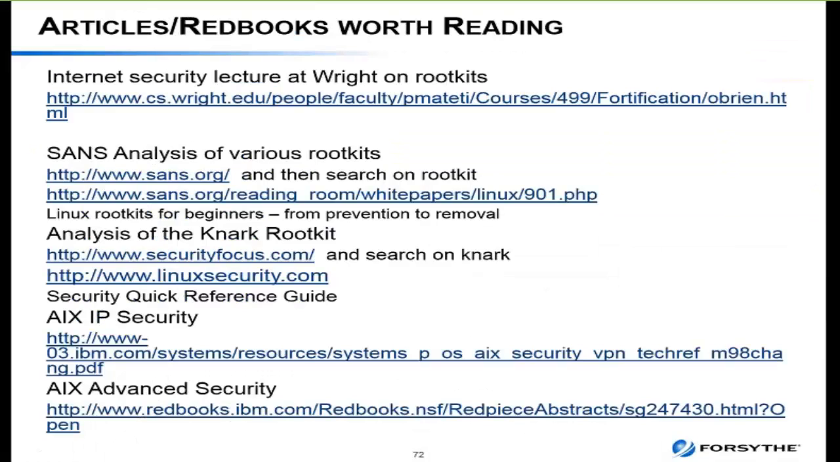I've only got a couple more slides, and then time permitting we'll go and log in and try out a few commands. So here's some articles and Redbooks that are worth reading. There was a very, very good security lecture at Wright University on rootkits. The SANS group had some very good analyses on rootkits. There's some stuff on AIX IP security, and here's the link to the AIX Advanced Security Redbook.